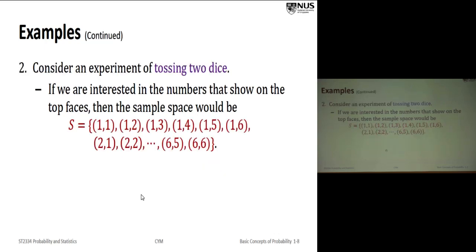Another example, and you can imagine there are a lot of examples in this course, is the scenario where you roll 2 dice. If you're just interested in the face value of die 1 and the face value of die 2, then there are of course 6 times 6, 36 possible outcomes. Those outcomes would be 1 and 1, 1 and 2, 1 and 3, 1 and 4, 1 and 5, 1 and 6, and so on and so forth, until you get 6 and 6. That's the collection of all possible outcomes in this experiment where I'm interested in the face value of die 1 and die 2 when I roll them both.